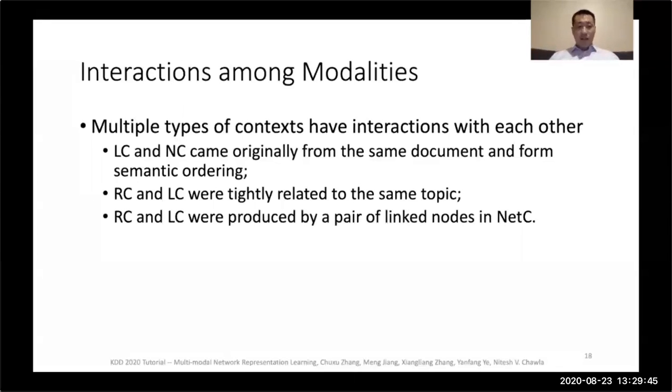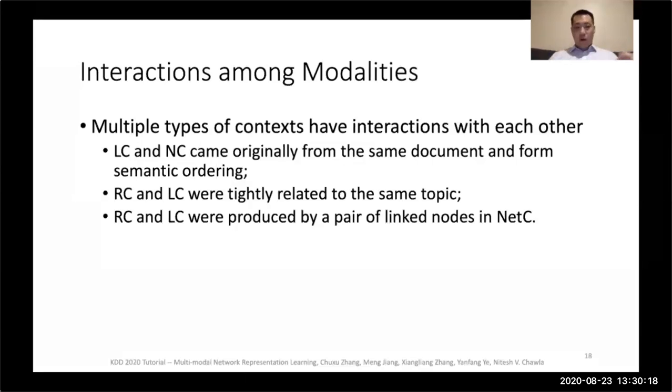And the referred contents and local contents, because they are tightly related to the same topic, we put them together. Also, the referred contents and the local contents were produced by a pair of linked nodes in the network context, because you have network data with two paper nodes. One is this author's paper, which is the local content, and the other is the paper node the referred content comes from. When it cites, they are connected.